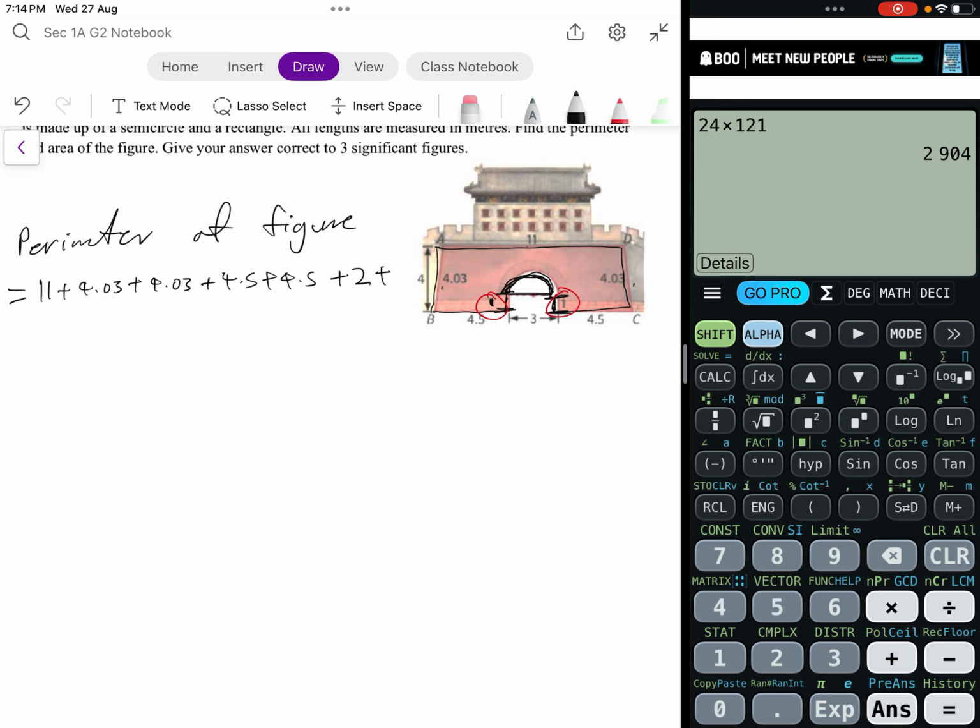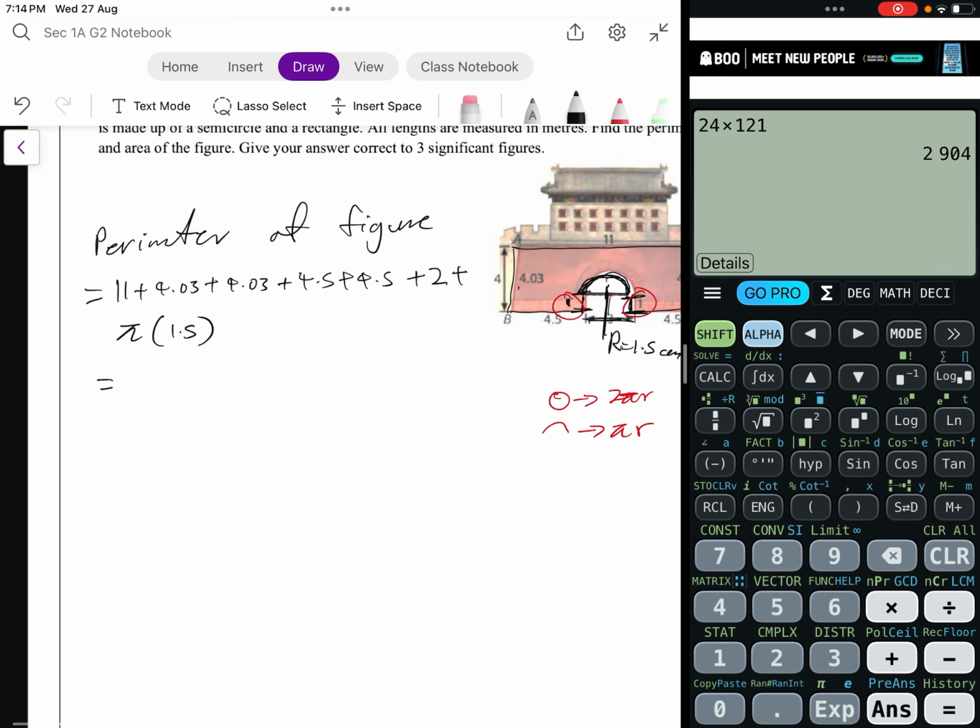As we know, if this is the semicircle and this whole space is 3, that means our radius is 1.5. What is our formula for semicircle? Pi r. So pi times 1.5, because the circumference of a circle is 2 pi r. So the semicircle is pi r, without the line.